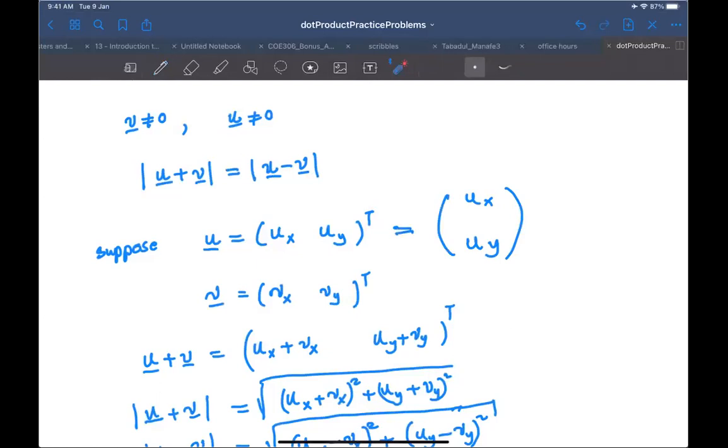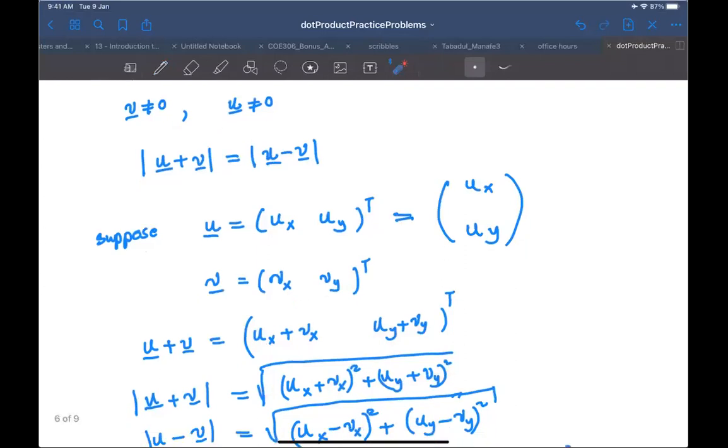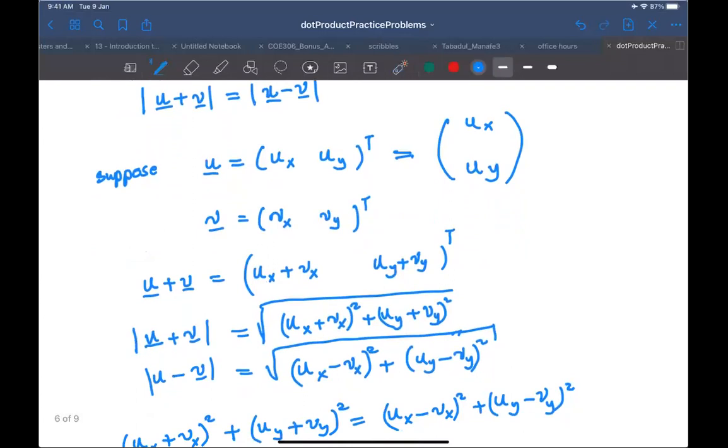Okay, so U plus V is nothing but the vector that has the two components Ux plus Vx and Uy plus Vy. All right. If you want to find its magnitude, it is this. And similarly, the magnitude of U minus V is similar here. And so to solve the problem, we would like to know what is the condition that these two quantities are equal.